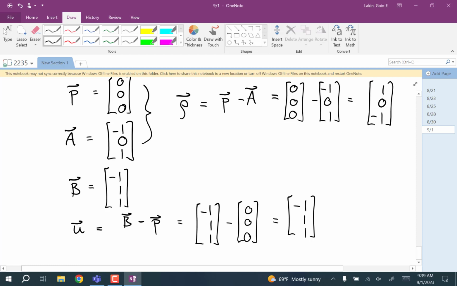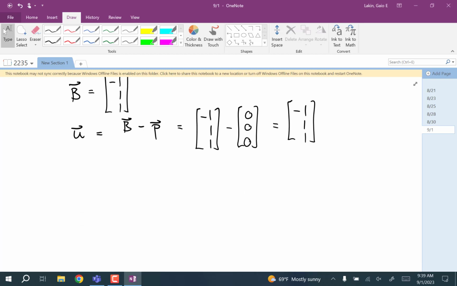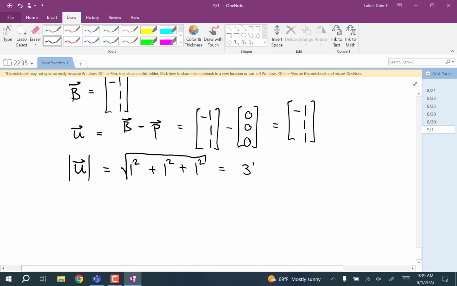That's not a unit vector, though. And so to calculate the unit vector, you can just use the unit v command on a calculator. Or, figure out that the magnitude is the square root of 1 squared plus 1 squared plus 1 squared. So this is square root of 3. And so the unit vector in the direction of U is -1 over root 3, +1 over root 3, +1 over root 3.